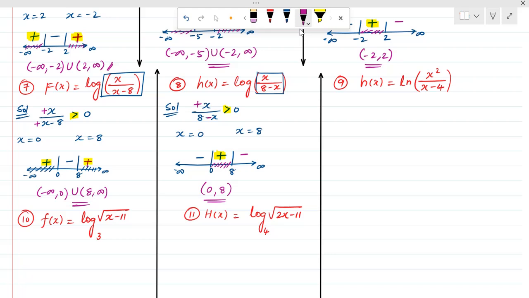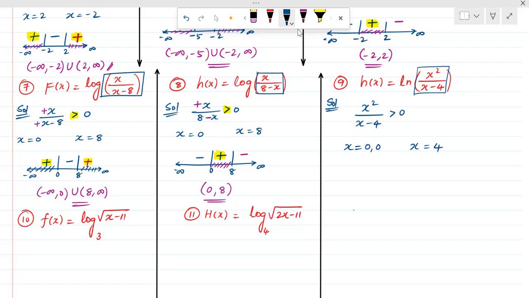Now here you will have a function x square over x minus 4. So this expression must be more than 0. Then only the logarithm exists. Now if you see this one, x value, put the numerator 0, it is 2 zeros because it is repeated. Now you will have x is equal to 4.